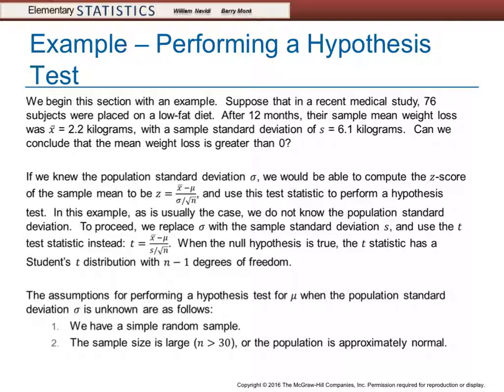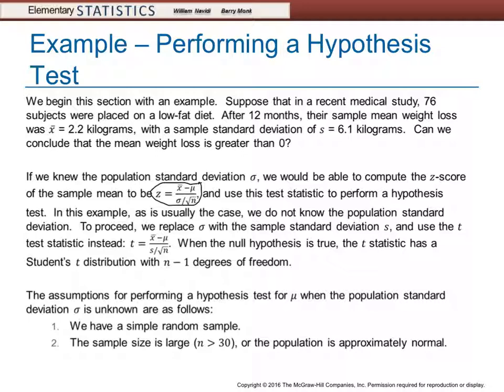If we knew the population standard deviation sigma, we would be able to compute the z-score of the sample mean to be z equals x bar minus mu over the standard error, sigma divided by the square root of n, and use this test statistic to perform the hypothesis test. In this example, as is usually the case, we do not know the population standard deviation.